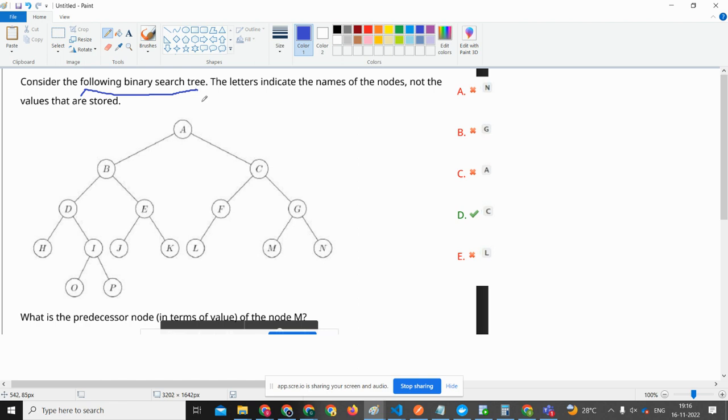Consider the following binary search tree. The letters indicate the names of the nodes, not the values that are stored. Sorry, yeah, these are not the values, just the letters representing that node. Okay. Then what is the predecessor node in terms of value of the node M?